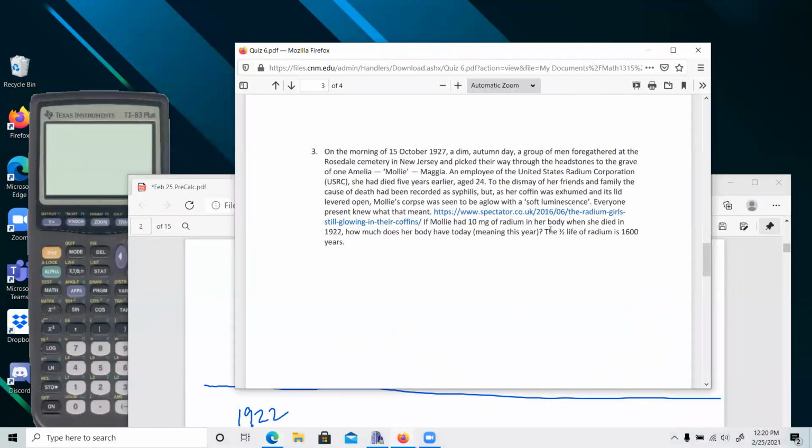All right. Let's see. If Molly had 10 milligrams of radium, that's actually too much. If Molly had 10 milligrams of radium when she died in 1922, how much does her body have today? Notice I can use this question every year. We know that the half-life of radium is 1,600 years.